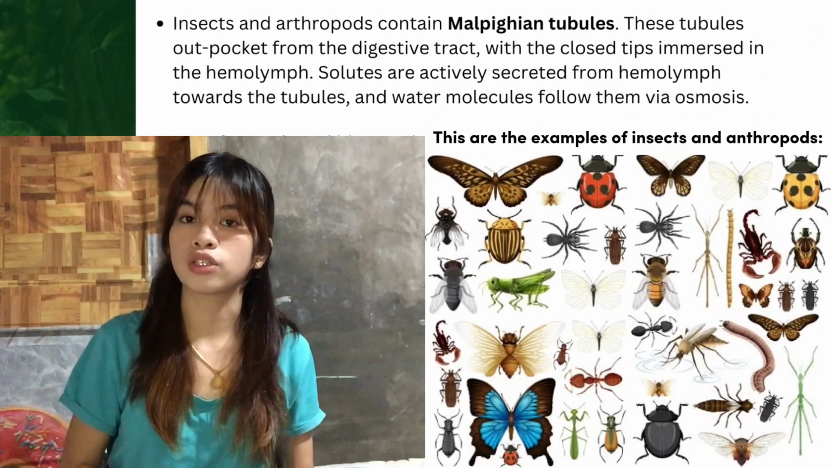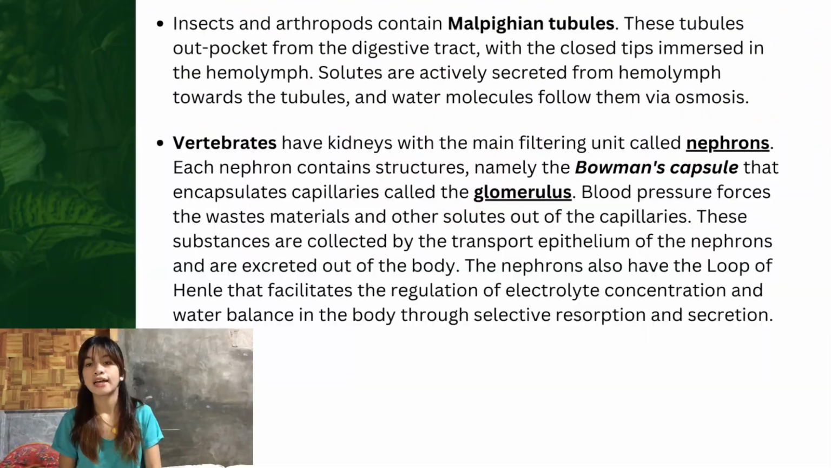Insects and arthropods contain Malpighian tubules. These tubules outpocket from the digestive tract with the closed tips immersed in the hemolymph. Solutes are actively secreted from the hemolymph towards the tubules, and water molecules follow them via osmosis.